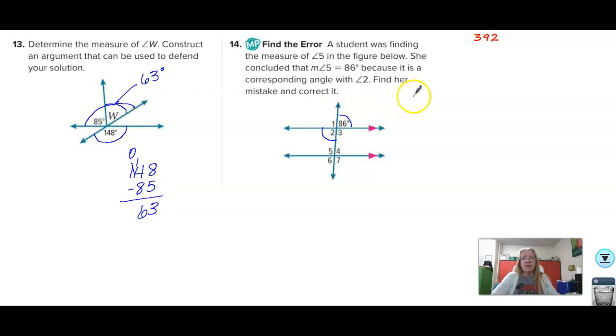Let's see. 2 would be the same as 5. Wait a minute. It says the measure of angle 5 is 86. Okay, so they're saying that this one here is 86. And so they're saying that one would be 86. No, that would not be 86. This one would be 86 because these would be corresponding angles. So that's not 86. There we go. And 2 would be whatever 180 minus 86 is. That's what you should have done. That's what it is.